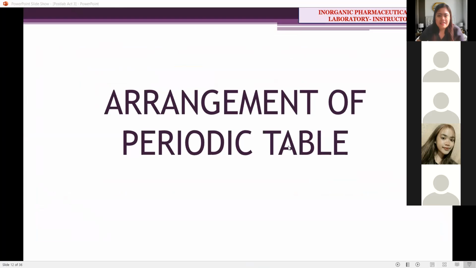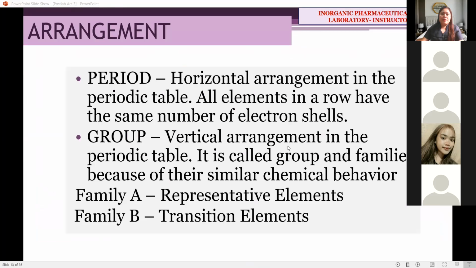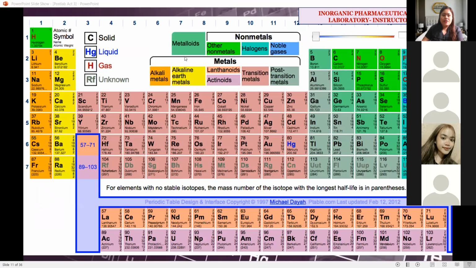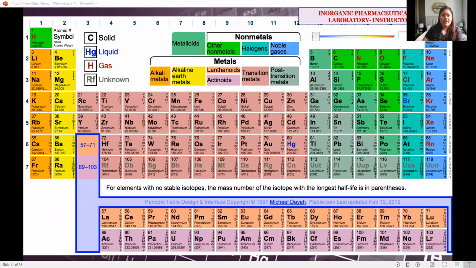Okay? Now, the arrangement of the periodic table. Let's talk about these terminologies. Take note, a period is a horizontal arrangement. So let's go back to the periodic table. Horizontal, what do you mean by horizontal? Lying down. So going this way, we have period number 1, going toward helium. So period number 1 only has 2 elements, helium and hydrogen.